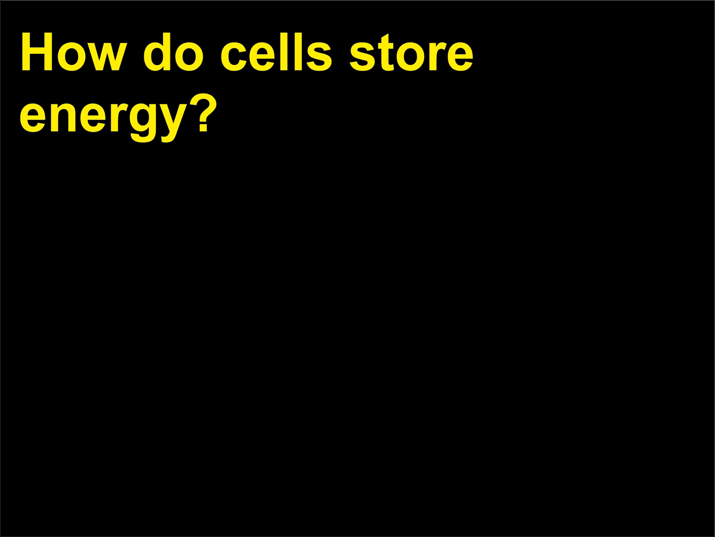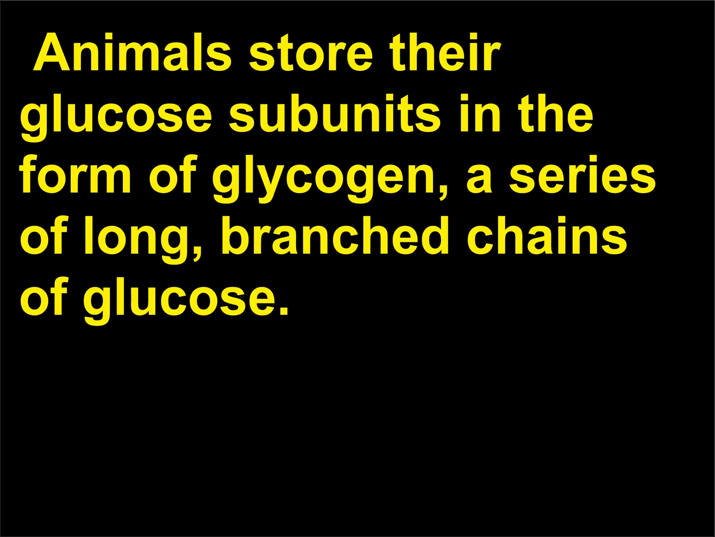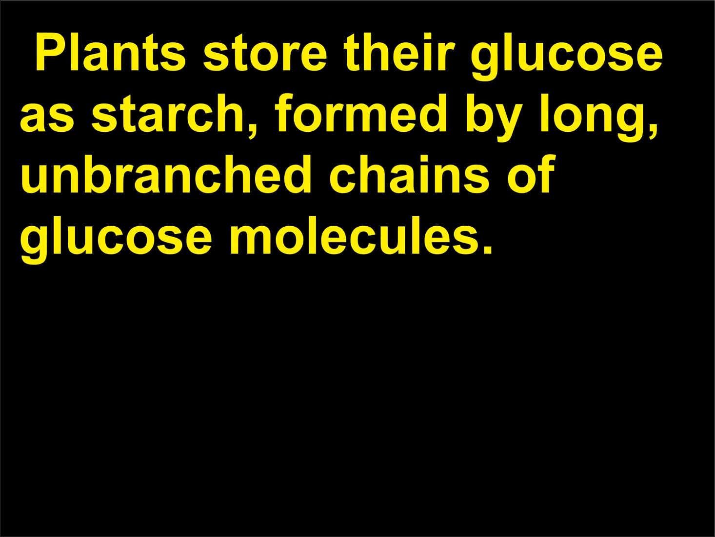How do cells store energy? Plants and animals use glucose as their main energy source, but the way this molecule is stored differs. Animals store their glucose subunits in the form of glycogen, a series of long, branched chains of glucose. Plants store their glucose as starch, formed by long, unbranched chains of glucose molecules.